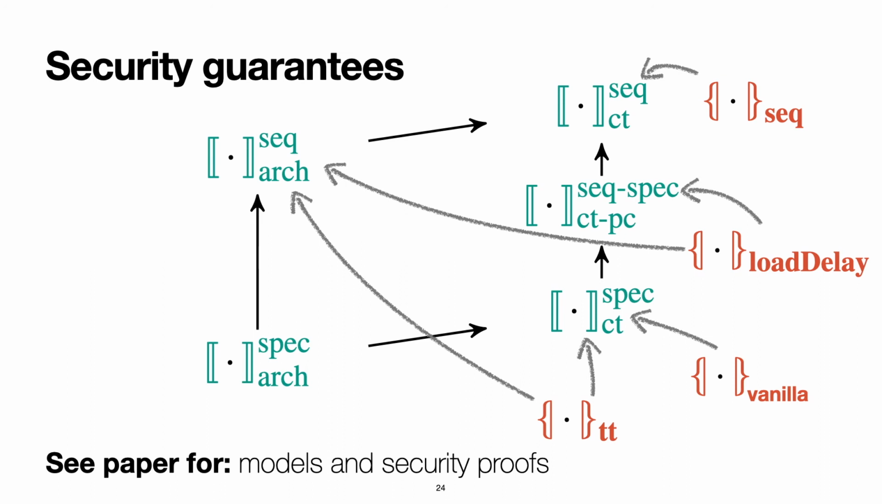So, our contracts allow us to give precise security guarantees for existing countermeasures and to order these guarantees. Disabling speculative execution provides stronger guarantees than eager load delay, which in turn provides stronger guarantees than taint tracking based solutions. In the paper, we provide models and proofs for all these results.